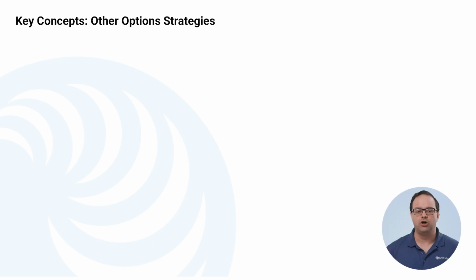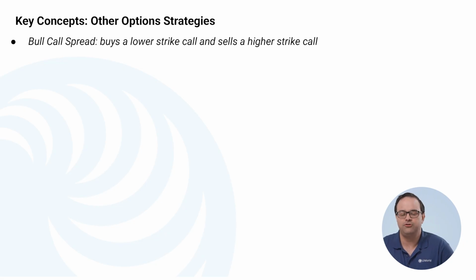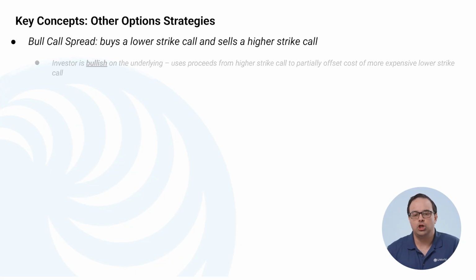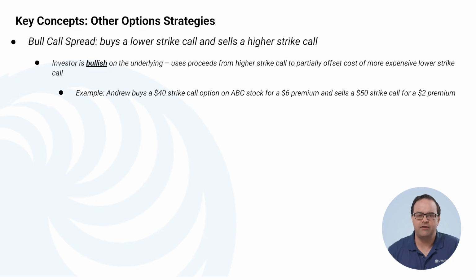So in this case, we're going to look at call spreads, both bull and bear call spreads. A trader would put on a bull call spread when they are bullish on the underlying, and they would express this view by buying a lower strike call and partially subsidizing that by selling a higher strike call at a lower premium. So for example, you could have a portfolio manager who buys a $40 strike call option on ABC stock for a $6 premium that they pay, and sells a higher $50 strike call for a lower $2 premium.